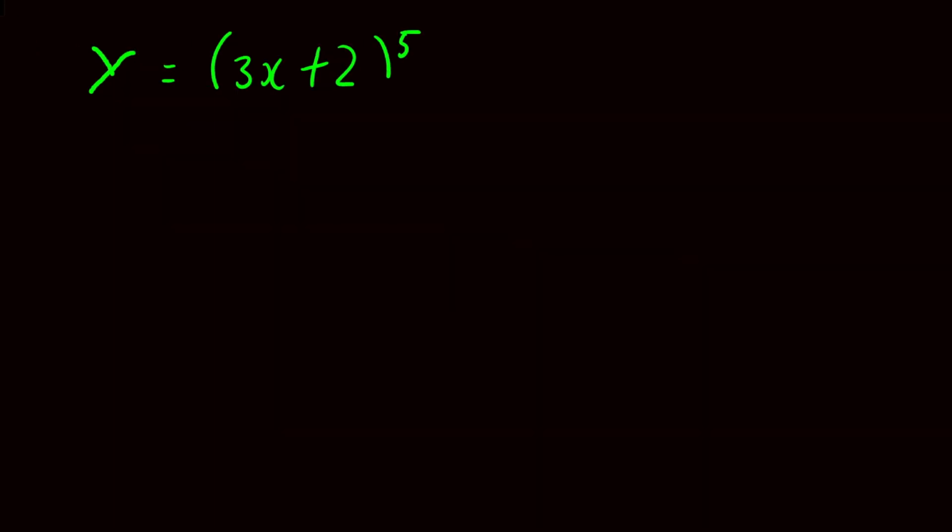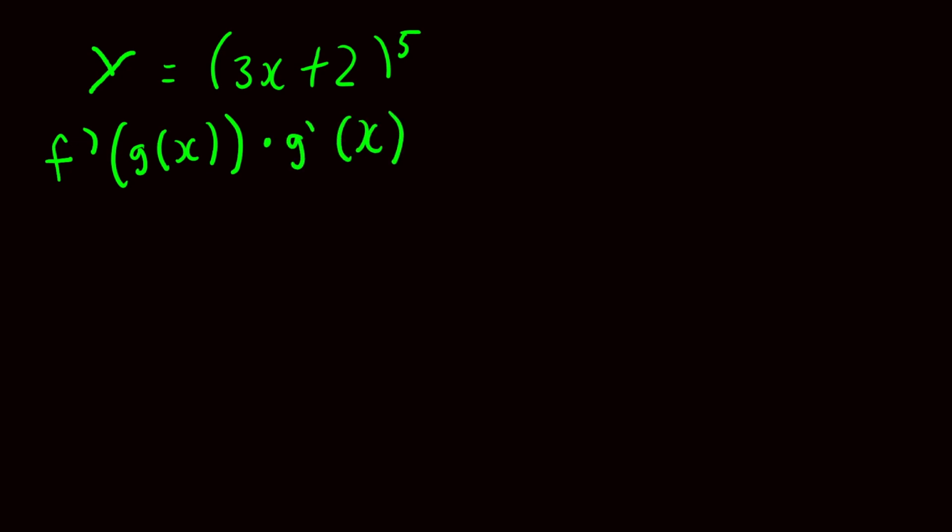First example, y equals (3x plus 2) to the fifth power. Now, let's remember our recipe. Our f prime of g of x times g prime of x equals y prime. I should have put the y first. It's okay. Now, we need to get our ingredients set up. So remember what I said, outer and inner function, right? So f of x and g of x. g of x is the inner function, f of x is the outer function.